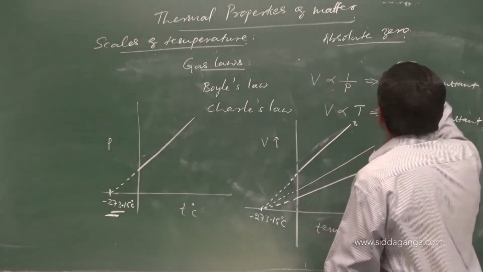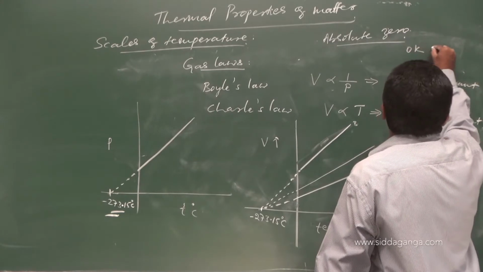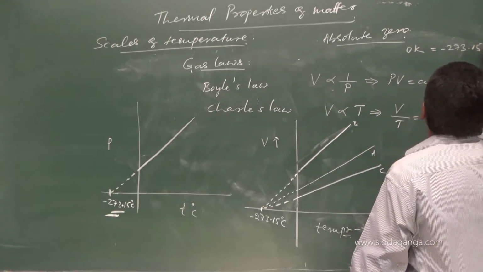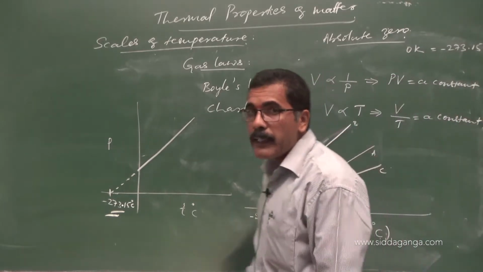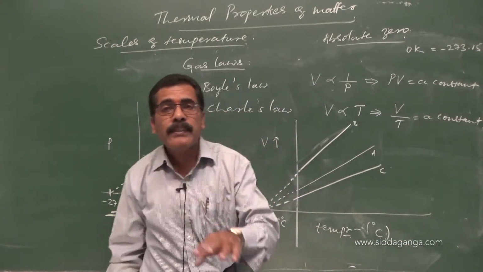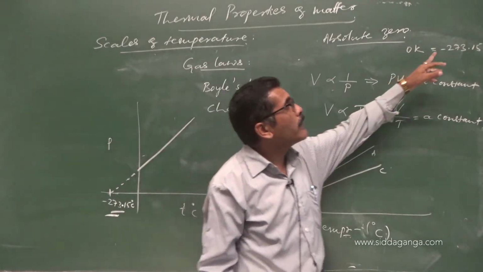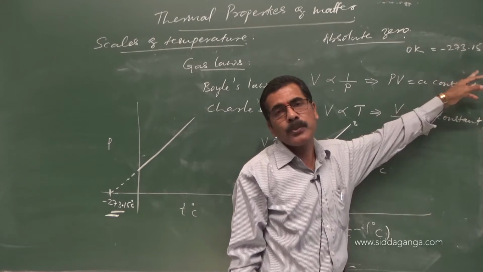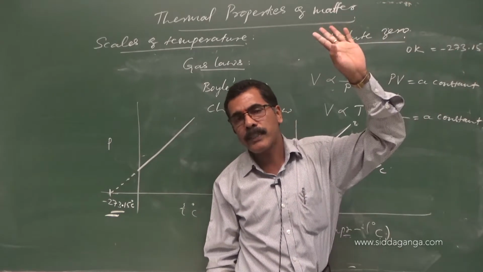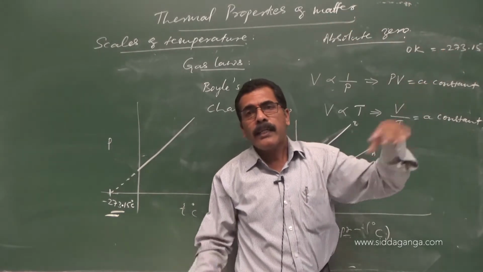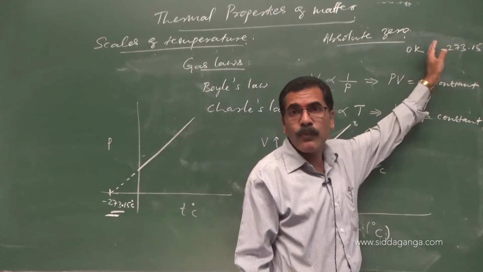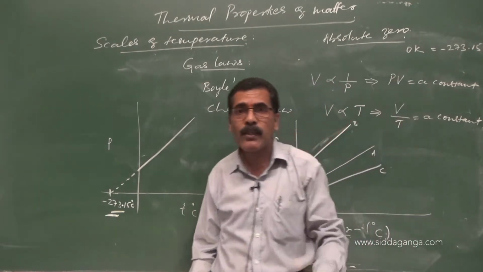According to the Kelvin scale, what is 0 Kelvin? 0 Kelvin is minus 273.15 degrees Celsius. The interesting thing is that in the Kelvin scale, the lowest fixed point, the lowest possible temperature, is minus 273.15 degrees Celsius. That is the lowest point. It can have any highest value, but the lowest possible value is only this much. 0 Kelvin is the lowest one.